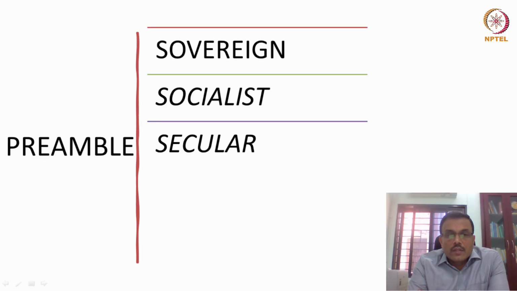Going to the third important word that is mentioned in the preamble of the Constitution, it is the word secular. Now, the word secular was added into the Constitution by the 42nd Amendment Act of 1976, and the Supreme Court has said that the word secular is not alien to the Constitution.